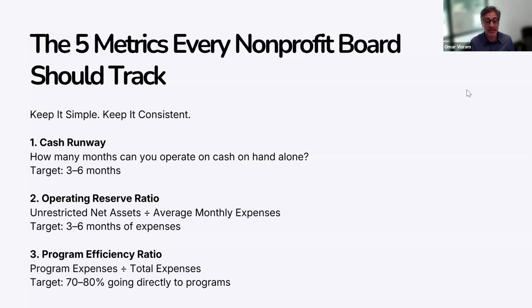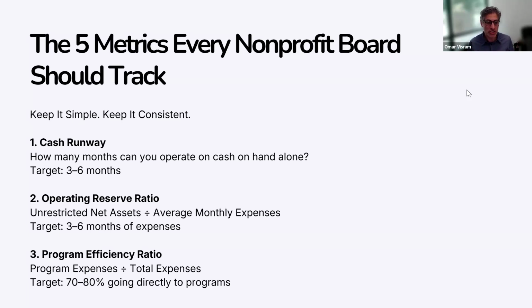Pretty good question. Is it 1 month? Is it 6 months? Is it 9 months? That may change the decisions we're making at this board meeting today. Operating reserve ratio. So unrestricted net assets divided by average monthly expenses. We typically say have a target of 3 to 6 months of expenses. That is just a target. It may be more in some situations, usually not less.